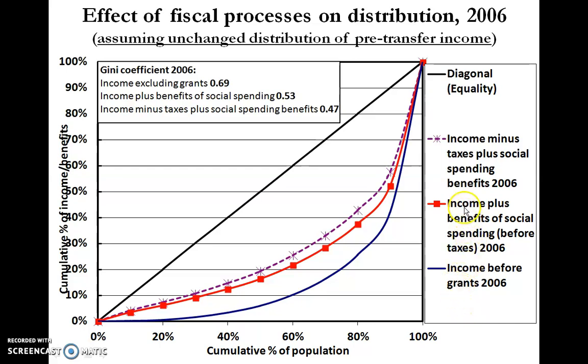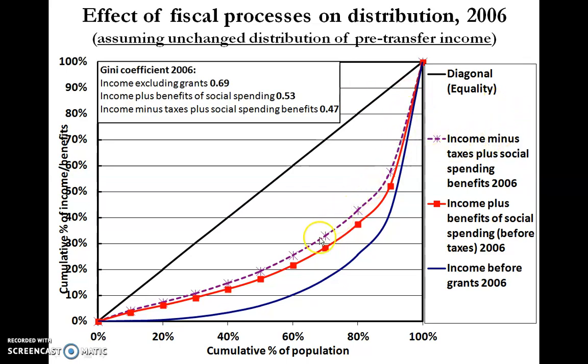If we then look at how the Lorenz curve changes once government spends on social goods and services, you see that it starts to move closer to the line of equality, meaning that the society has become more equal. And that is also verified if you calculate the Gini coefficient. Income plus the benefits of social spending brings the Gini then to 0.53. So we're moving away from that perfect inequality figure of 1.